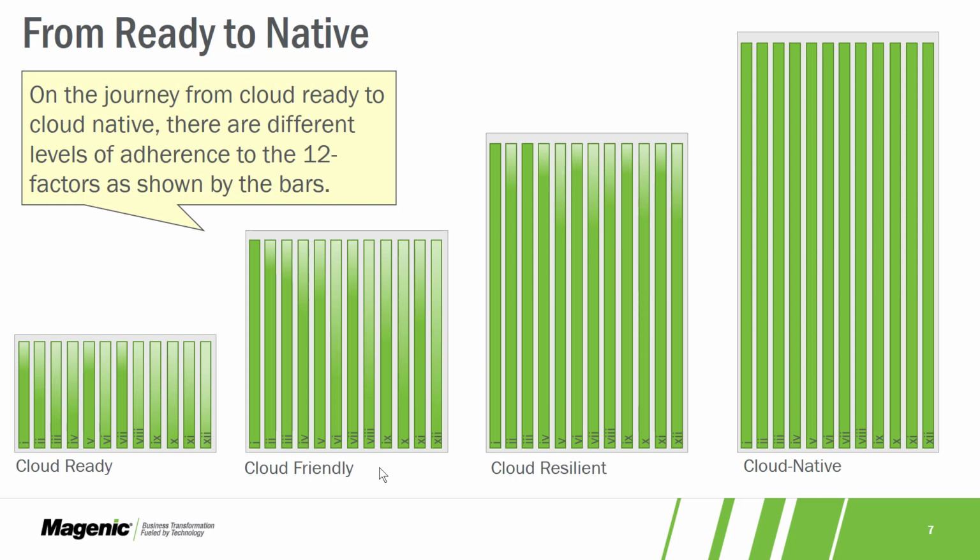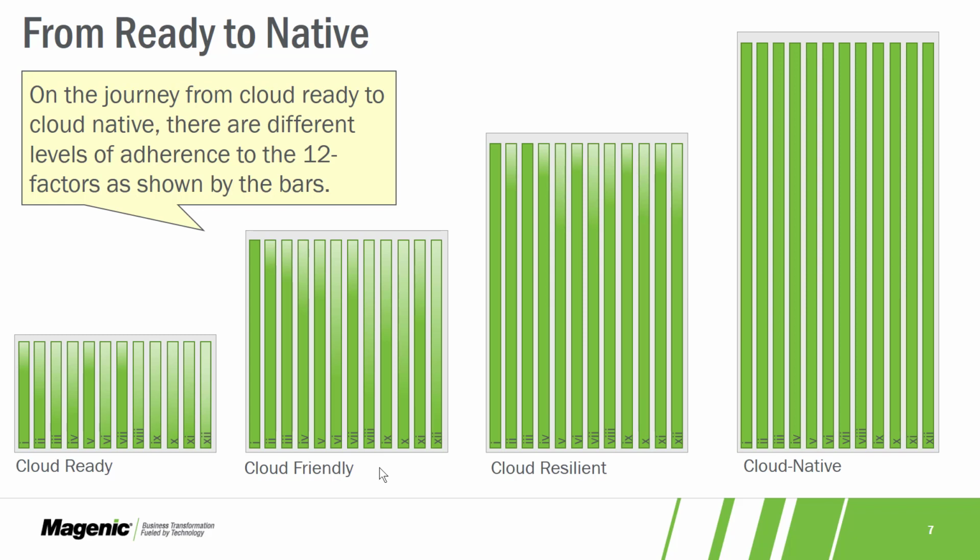You'll see that inside of each of the big blocks, we've used shading to convey for each of the 12-factor factors, I through XII, the relative amount of adoption for each thing that you really need to do to be cloud ready, cloud friendly, cloud resilient, and cloud native. And you might want to just stop the video at this point and kind of study that. These are relative things, right?